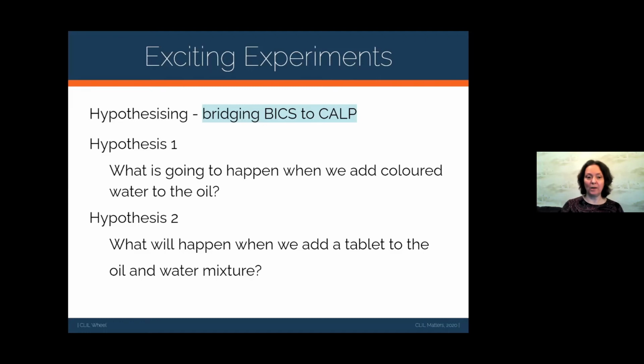I'm trying to show my students, okay, I know you know this word. Now, from time to time, we are going to be bridging between BICS and CALP, so that at some point I just start using what is your hypothesis here or there. So these are those 2 grammar structures that are simpler.